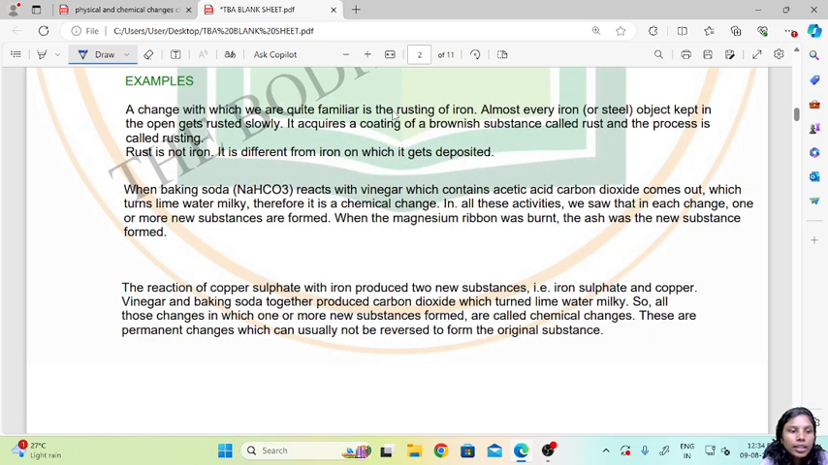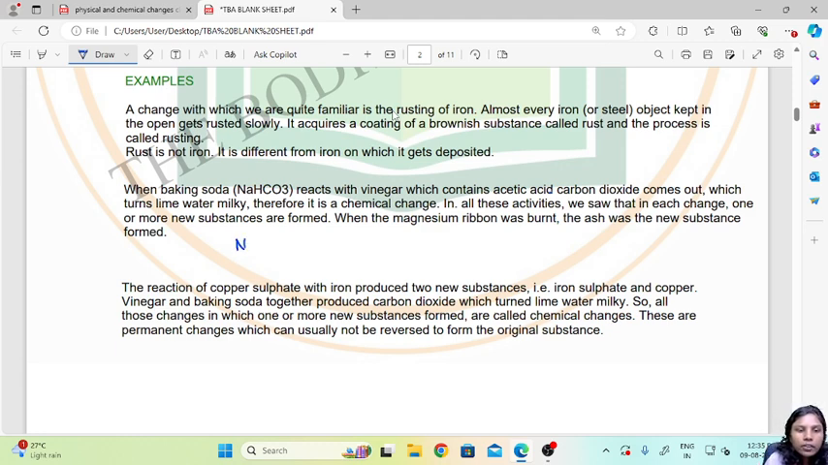Now let's look at this activity. When baking soda reacts with vinegar which contains acetic acid, carbon dioxide comes out, which turns lime water milky. Therefore it is a chemical change. What they are saying is that in a beaker you take some baking soda and you add vinegar to it, and vinegar is acetic acid. If you do that, you will see some kind of effervescence or some bubbles coming out with a hissing sound. That is basically the carbon dioxide that is being released.